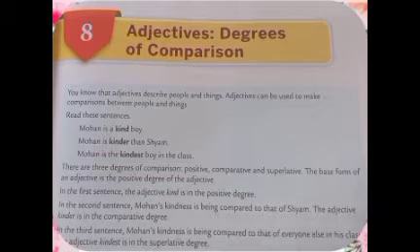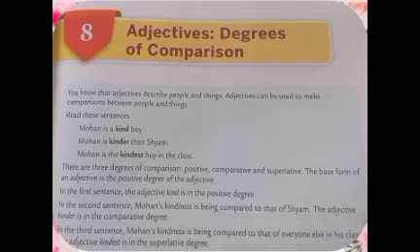Mohan, I am reading out 3 kinds of sentences for you. Listen carefully. Mohan is a kind boy. Second sentence, Mohan is kinder than Shyam. Third one is, Mohan is the kindest boy in the class. So, there are 3 degrees of comparison in the adjectives. What are they? Positive, comparative and superlative.